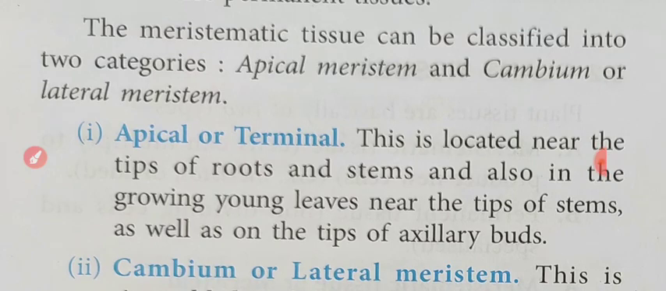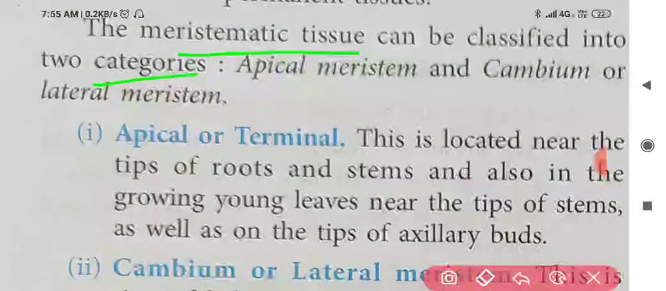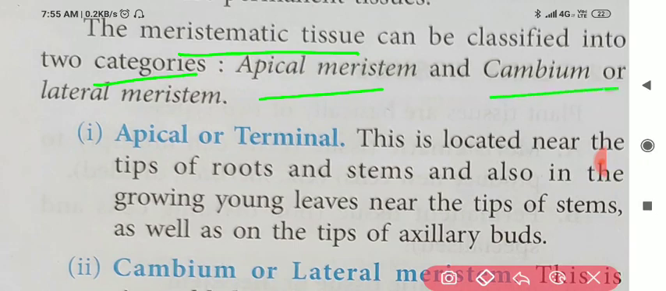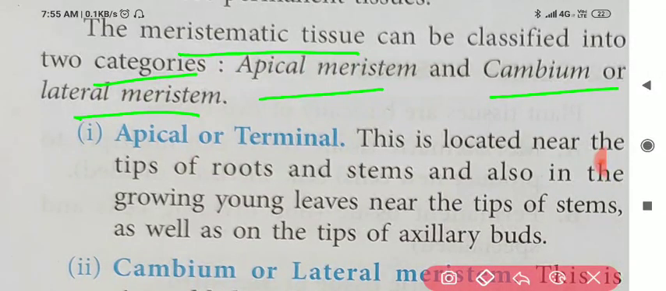In this video we will discuss the next topic, types of meristematic tissue. All the students must write the heading: types of meristem or types of meristematic tissue. Clear? Meristematic tissue can be classified into two categories. There are mainly two types of meristematic tissue, apical meristem and cambium or lateral meristem. Underline these things and note them down in your notebook.